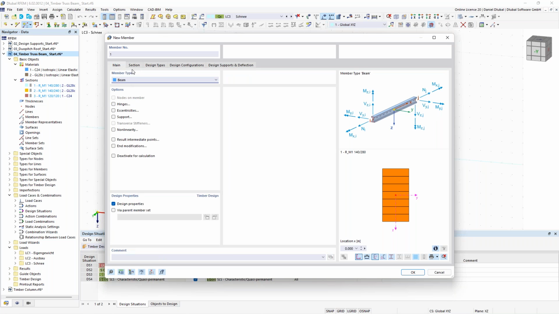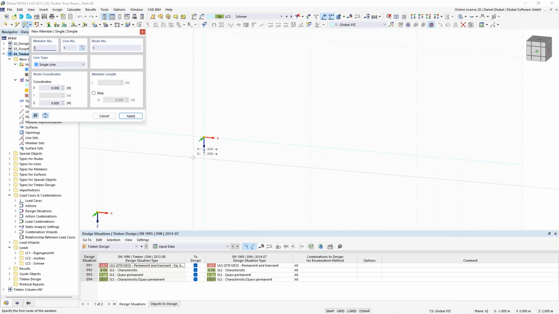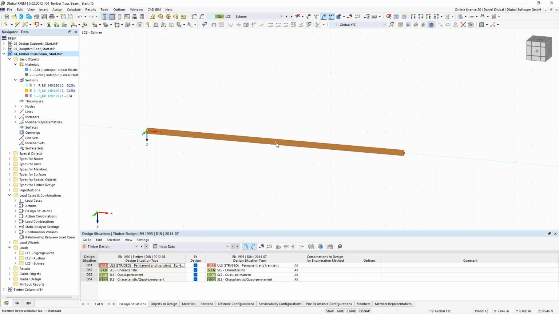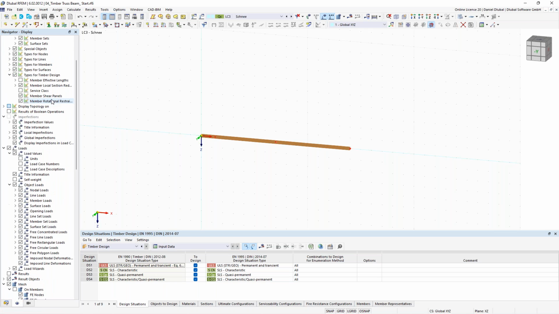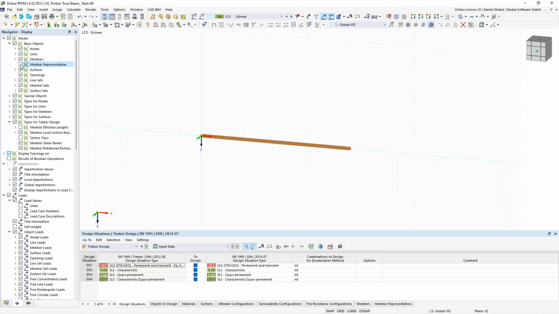The member type is beam. This is everything. 40 meters as length. Now you see here already this red node in the middle, and this stands for the member representative. You can also, let's show you this one.